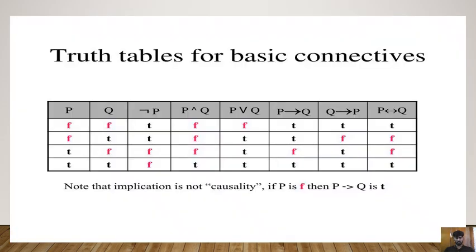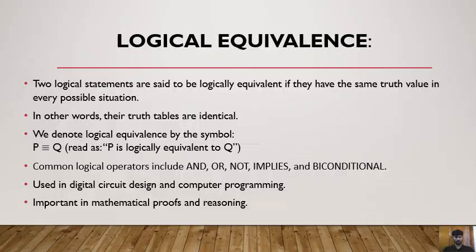Truth table for basic connectives. Logical equivalence. Two logical statements are said to be logically equivalent if they have the same truth value in every possible situation. In other words, their truth tables are identical. We denote logical equivalence by a symbol, which reads as P is logically equivalent to Q.